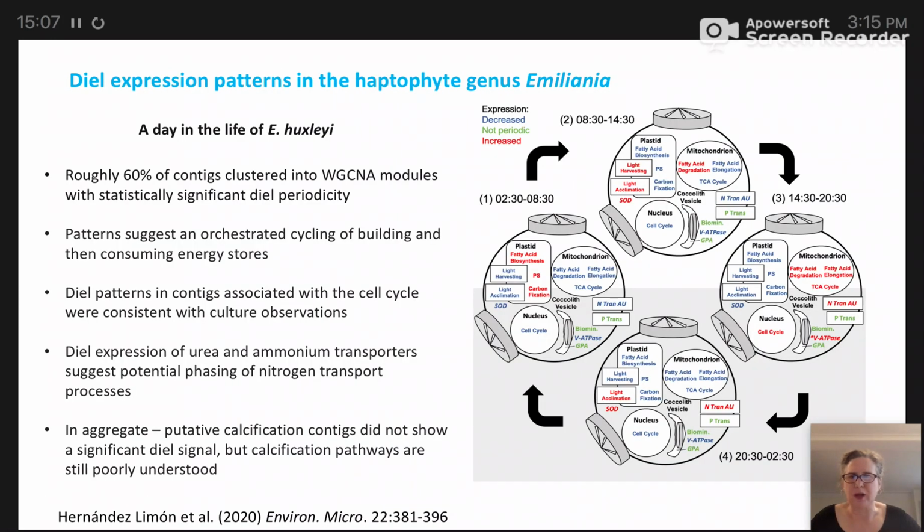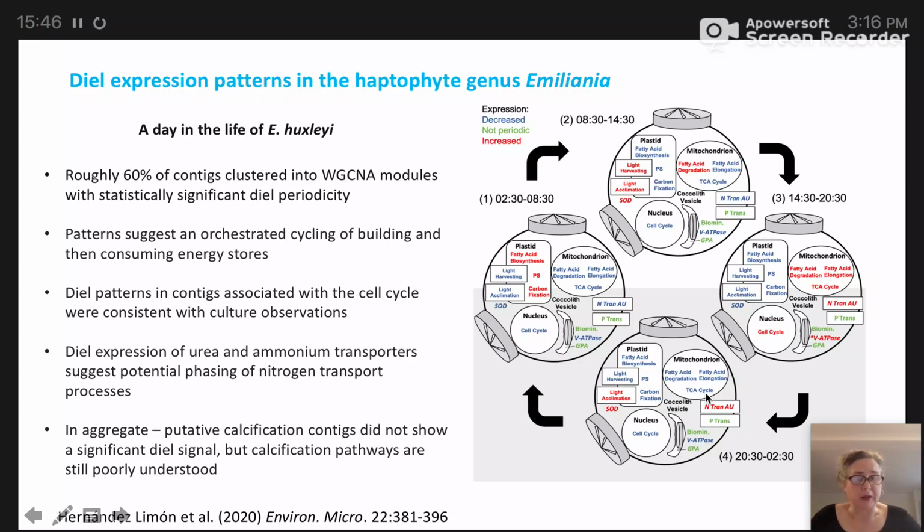And just to summarize what we found here for E. hux, roughly 60% of contigs are clustered into groupings or modules with statistically significant diel periodicity. So a large fraction of our signal had a diel pattern. There are also patterns in metabolism that suggested an orchestrated cycle of building and then consuming energy stores. You saw those patterns with carbon fixation and the TCA cycle as the cells go from the day into the night.